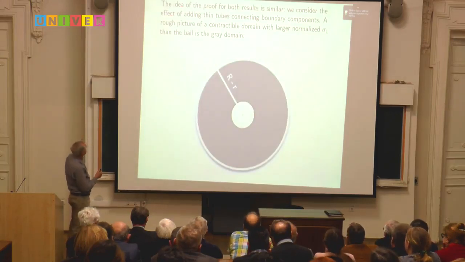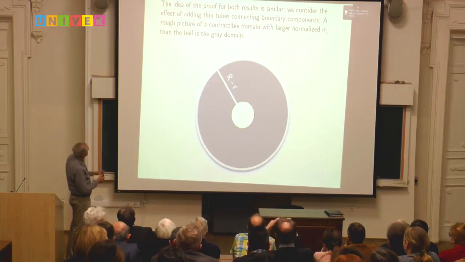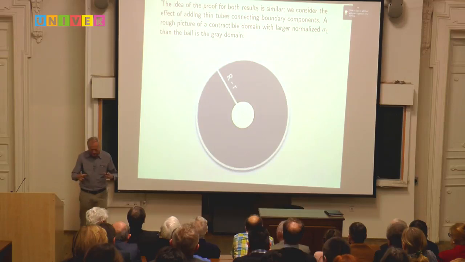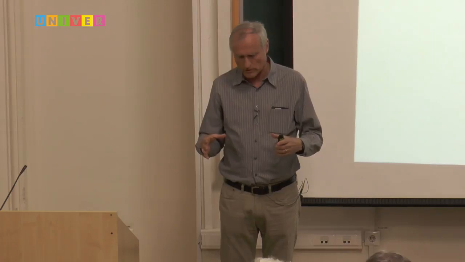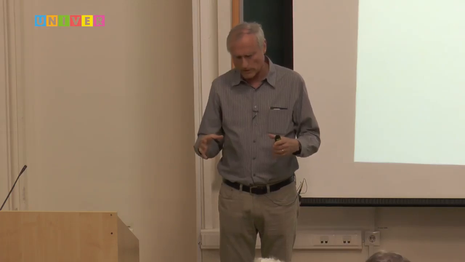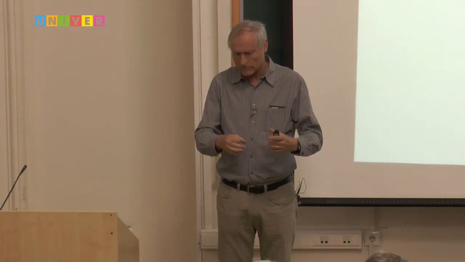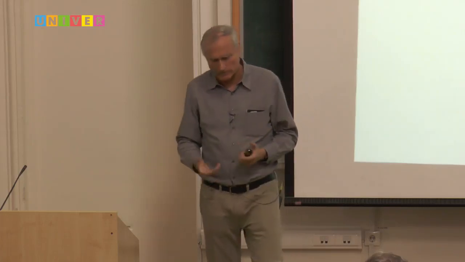And so here I have the last slide. I have a picture of a contractible domain which has larger sigma 1 than the ball. The idea, for both of the theorems, is to take the two boundary components. We first do the calculation for an annulus, and it's not hard to see. In fact, it was also done a couple of years ago by Girouard and Polterovich: if you take the ball and remove a small ball in the center, then sigma 1 for that domain is larger than sigma 1 for a ball with the same boundary volume.